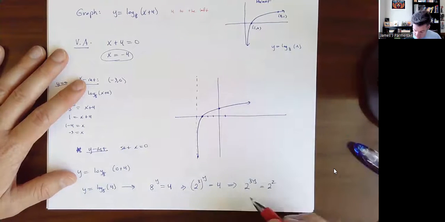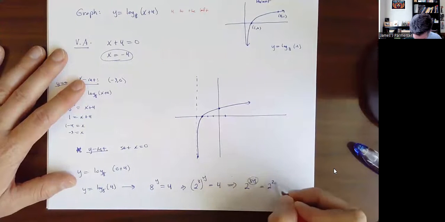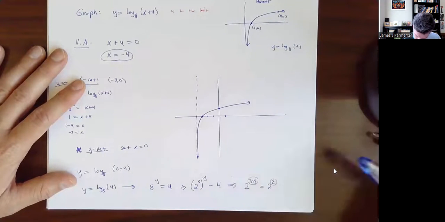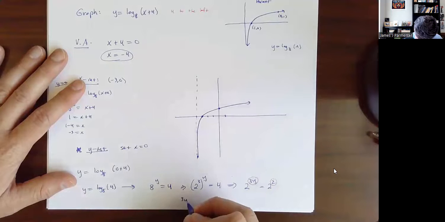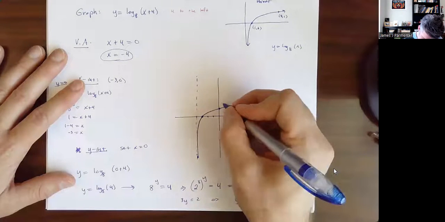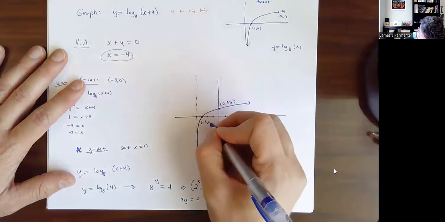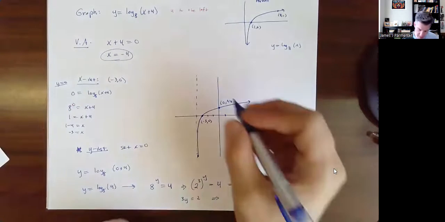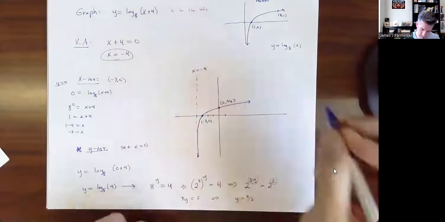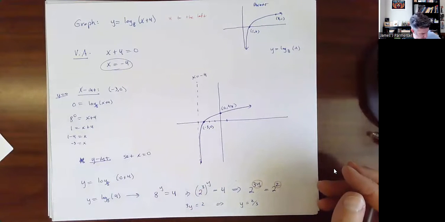When two expressions are equal and have the same base, we get to say that the powers are equal to each other. So 3y equals 2, which means that y equals 2/3. So this point here is (0, 2/3). This point here is (-3, 0). This is x equal to -4. And that is about it.